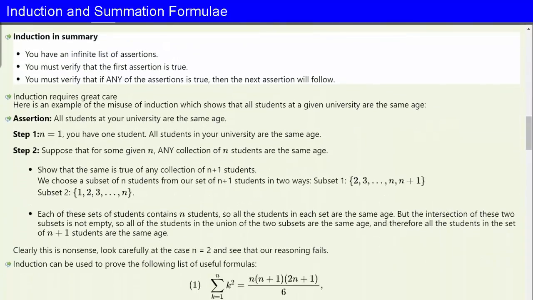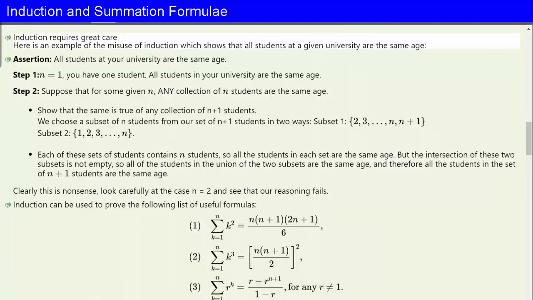So again, we've shown that for n equals 1, the assertion is true, and that if it's true for a specific n, it follows that it's true for the next natural number. And that is induction in a nutshell. You have an infinite list of assertions. You must verify that the first assertion is true. Then you must verify that if any of the assertions is true, the next in the list will follow. It is simple and beautiful when it works, and sometimes it is more art than science to carry out that second step.